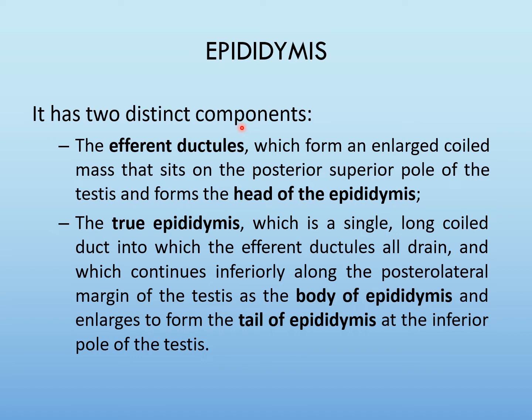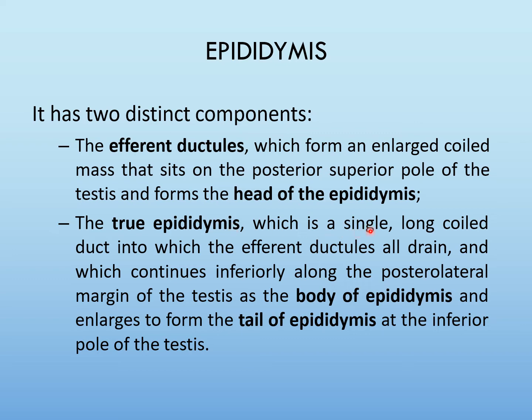Again, the epididymis has two distinct components: the efferent ductules, which form an enlarged coiled mass that sit on the posterior superior pole of testis and form the head of epididymis. The efferent ductules form an enlarged coiled mass, and that is called as the head of epididymis, which is seen on the posterior superior pole of testis. The second component is the true epididymis.